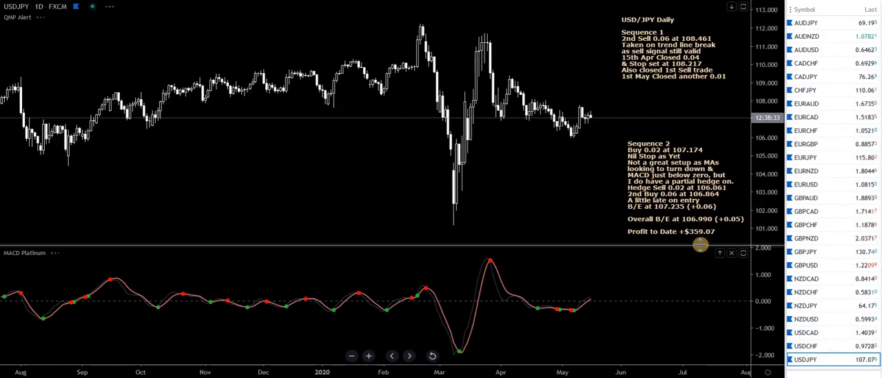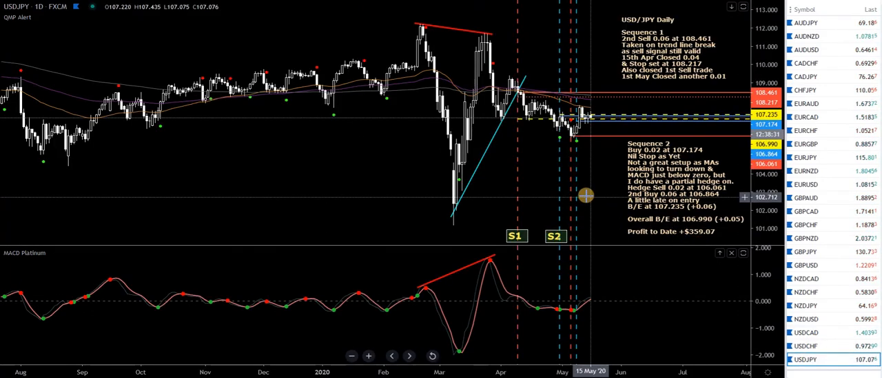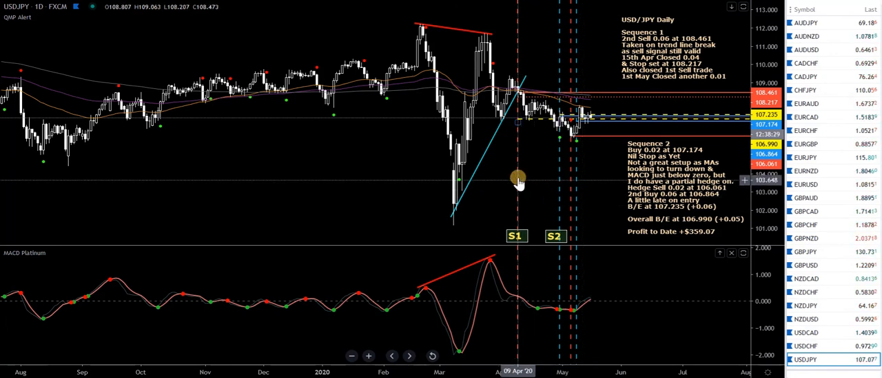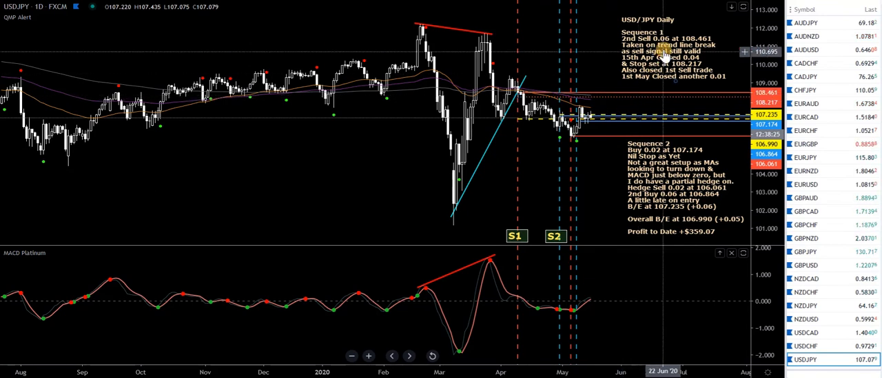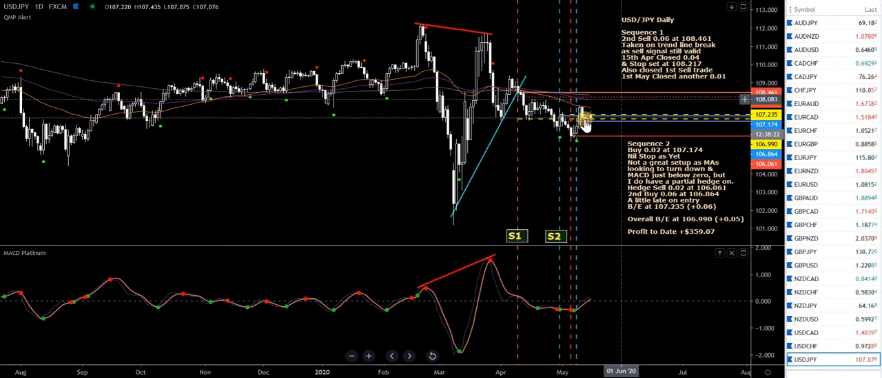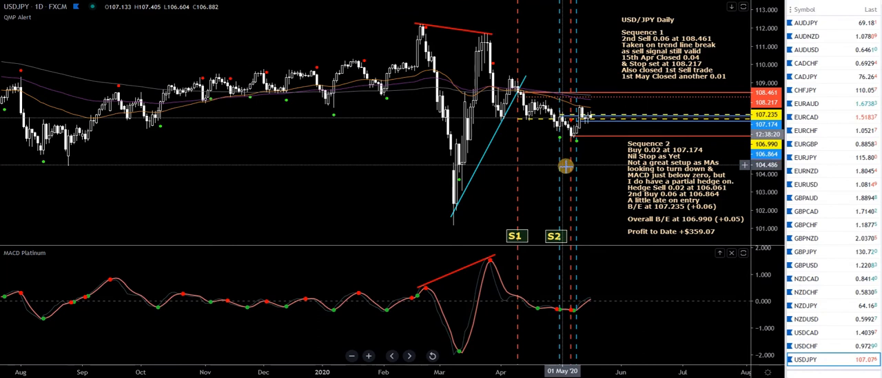And USD Japanese yen, what have we got? We've got sequence 1, which is a sell, and it's got a stop in place. So that's all by itself. Can't lose on that. Sequence 2 was a buy, sell, buy.